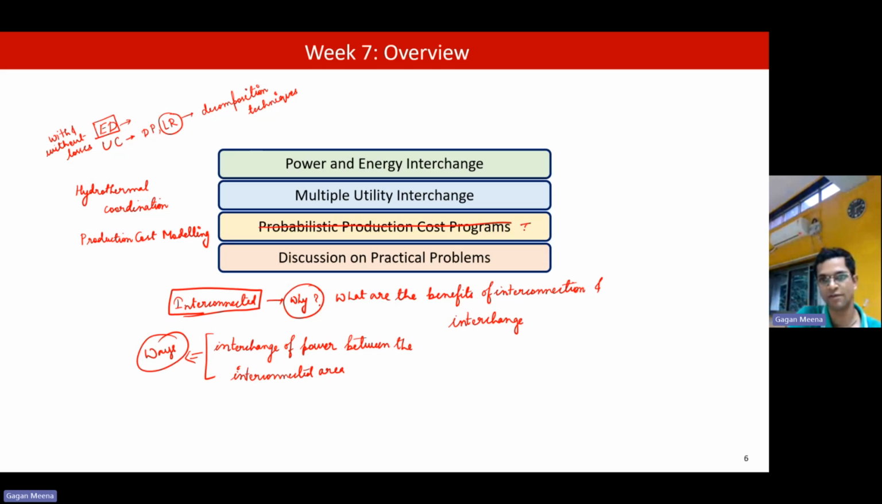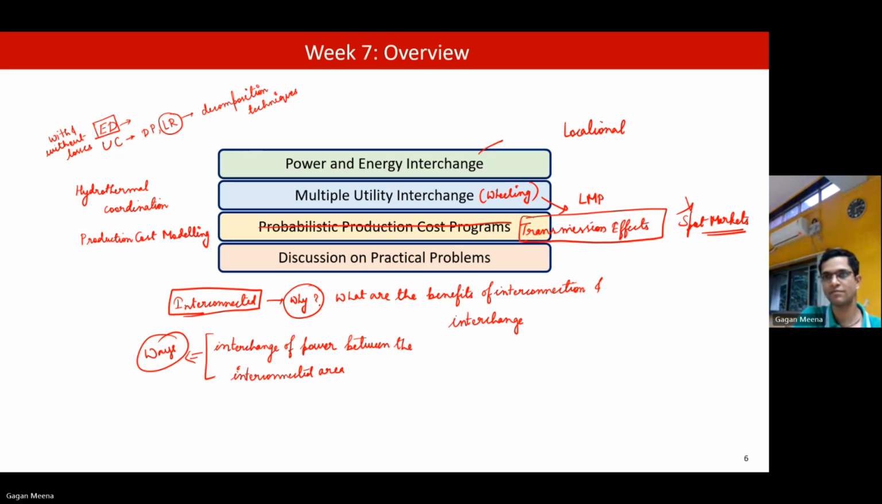This title is coming from the previous week. The effect of transmission was to be seen here, plus spot markets. So we'll see these are the different types of interchanges. The spot market is one of them. We'll see power and energy interchange, then multiple utility interchange. Here the concept of wheeling comes up. Then we move to the effects of transmission, locational marginal pricing, LMP, and finally the spot market. We have the spot market also, and we'll see how it works.